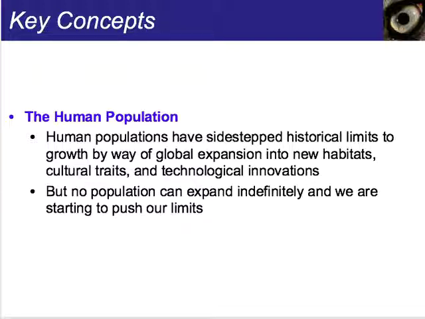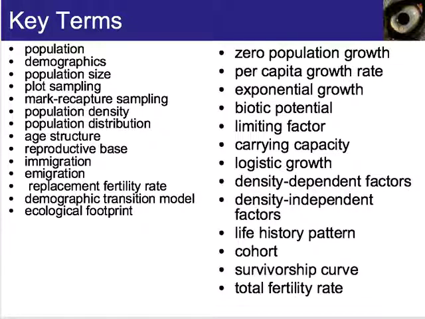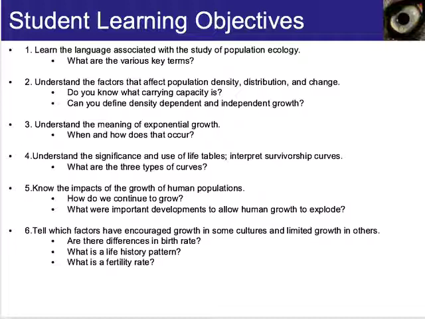So human populations have sidestepped historical limits of growth by way of global expansion into new habitats, cultural traits, and technological innovations. But no population can expand indefinitely, and we're starting to push our limits. These are your key terms, and then these are your student learning objectives. And like I said before, it's very important that you understand your key terms.